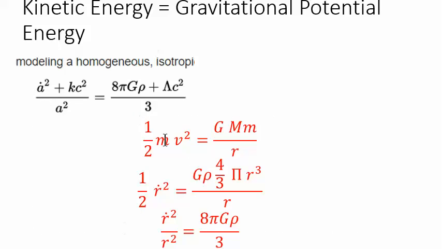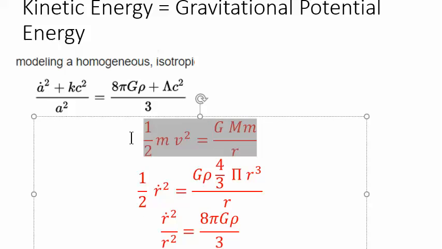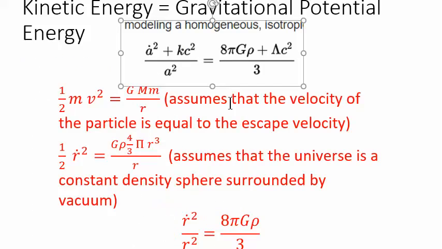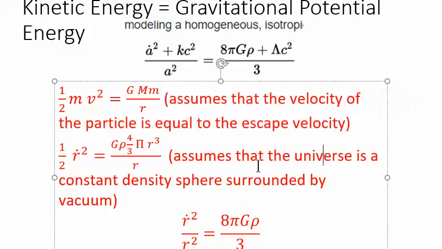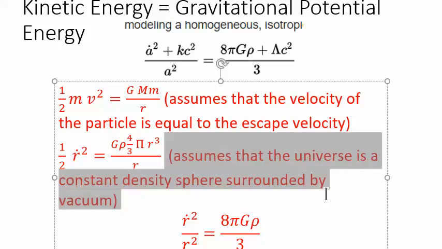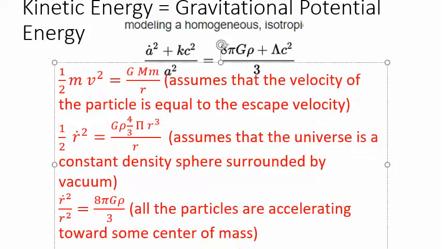So what am I doing for this? What other assumptions am I making? For one, I'm not going to make either of these assumptions. I'm not going to assume that the velocity of the particle is equal to the escape velocity, and I'm not going to assume that the universe is a constant density sphere surrounded by a vacuum. But we do have that all the particles are accelerating towards some center of mass, and I would agree that this statement is true. But the idea that it's going to be obvious where that center of mass is.